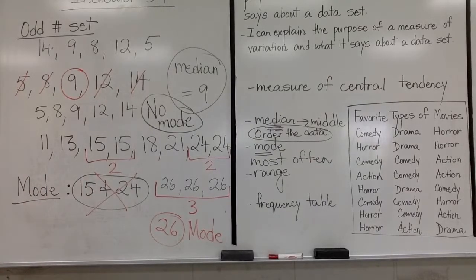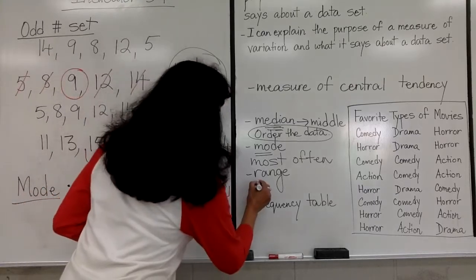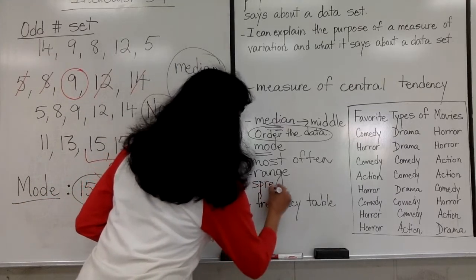So, last thing is range. And range is nothing but the difference between the greatest value and the least value. And the range describes the spread of the data. Okay, spread of data.